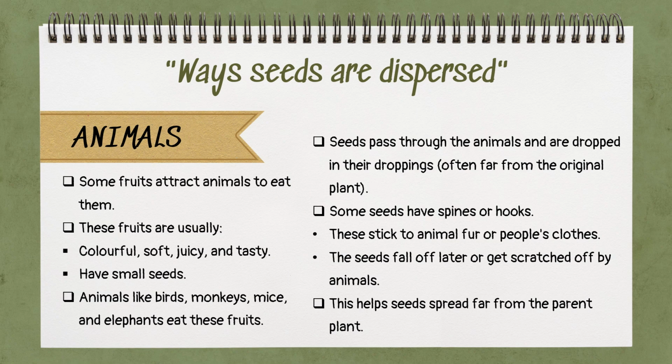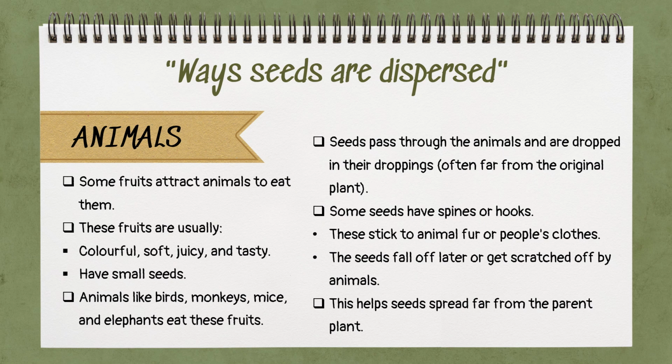Okay, animals. Some fruits attract animals to eat them. These fruits are usually colorful, soft, juicy and tasty, and have small seeds. Animals like birds, monkeys, mice and elephants eat these fruits. Seeds pass through the animals and are dropped in their droppings, often far from the original plant.